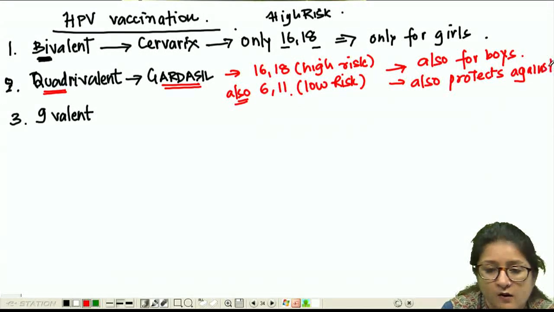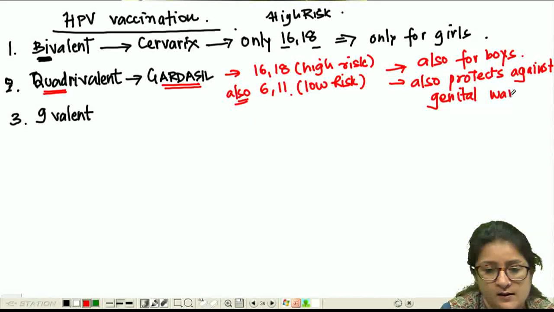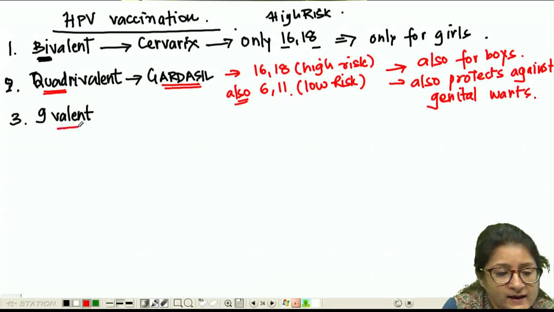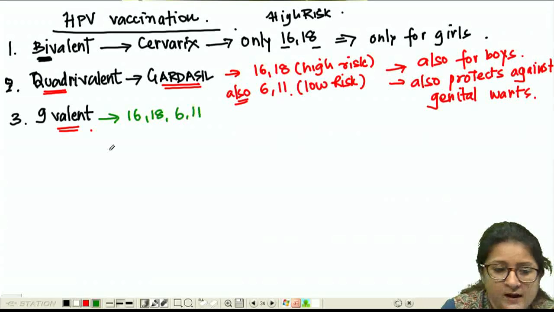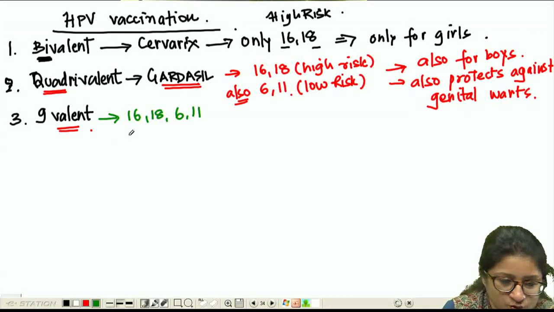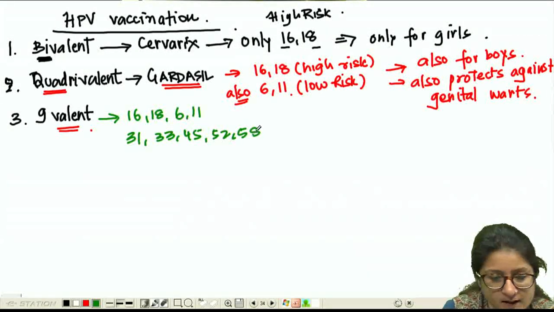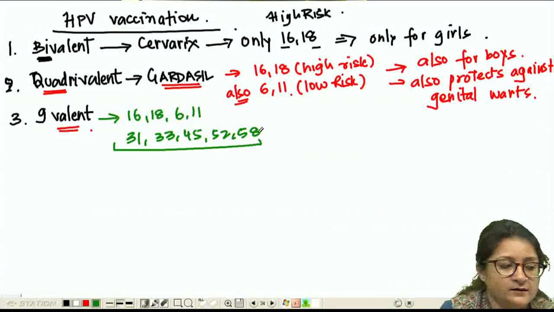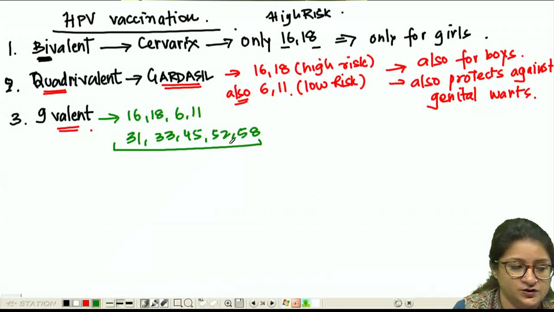Also protects against genital warts, right? Now when we have the 9-valent one, remember that 9-valent has 16, 18, 6, 11. In addition to this, there are 5 other types which you have to remember: 31, 33, 45, 52 and 58. Now these are the 9-valent ones which consist of additional strains.